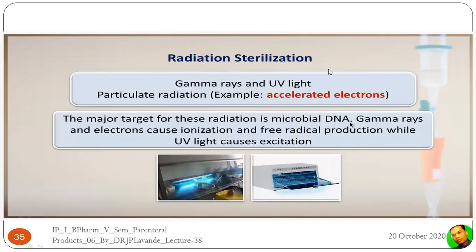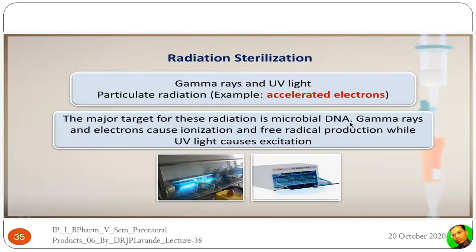If we talk about the radiation method, gamma rays and UV rays are used. Particulate radiation, for example accelerated electrons, is responsible for carrying out the lethal effect. The major target for these radiations is the microbial DNA. They interfere with the microbial DNA and thus cause their effect on the microorganisms.